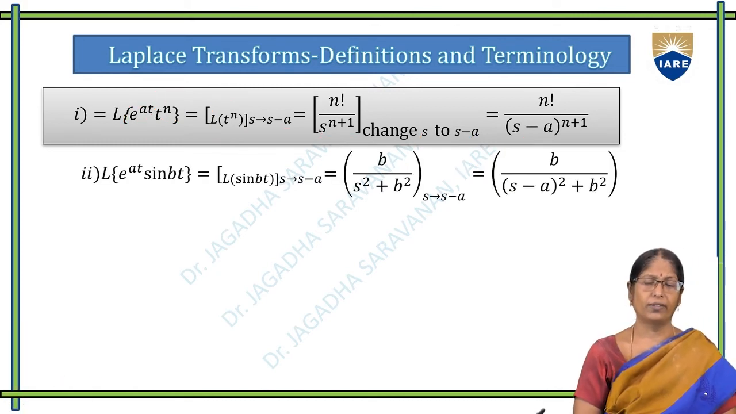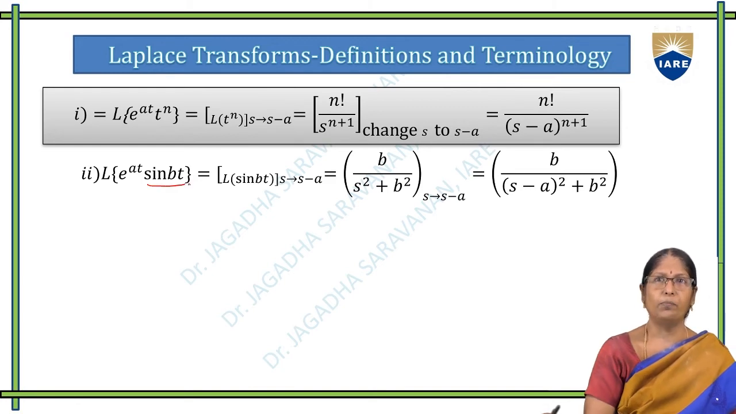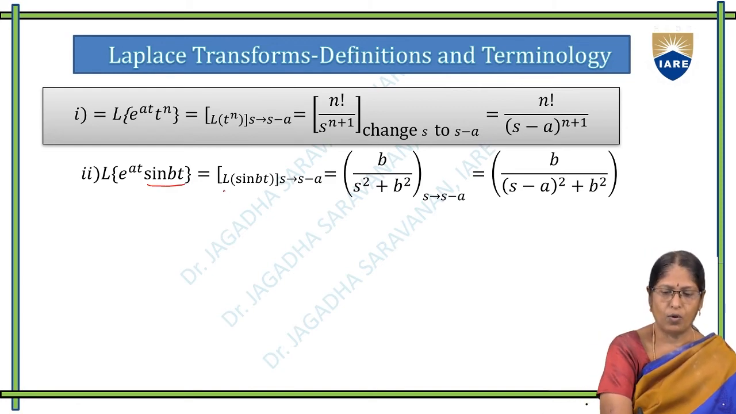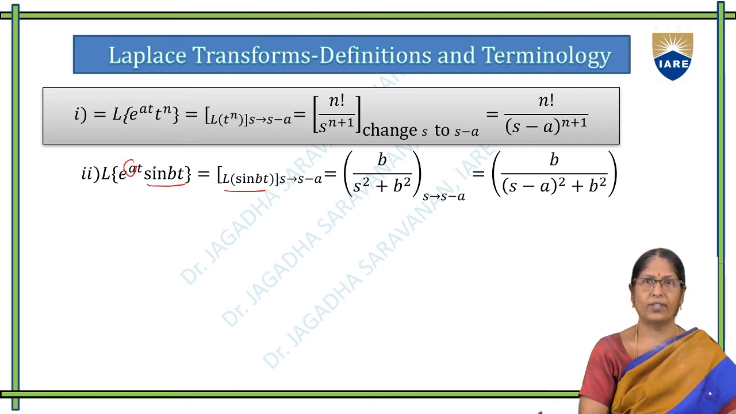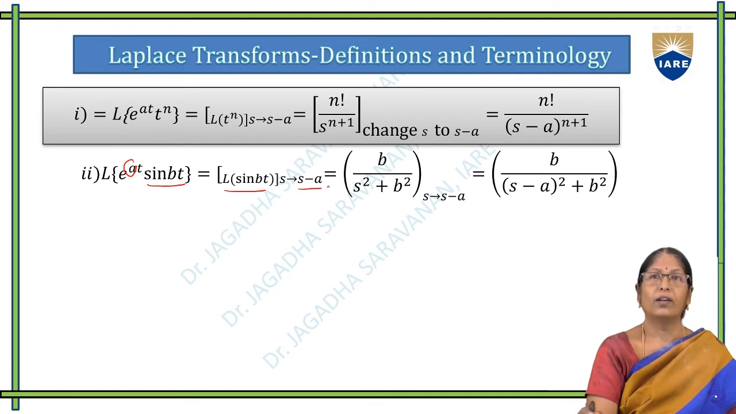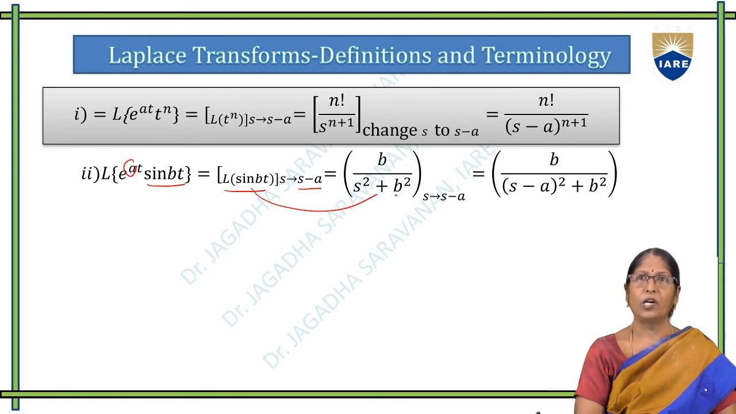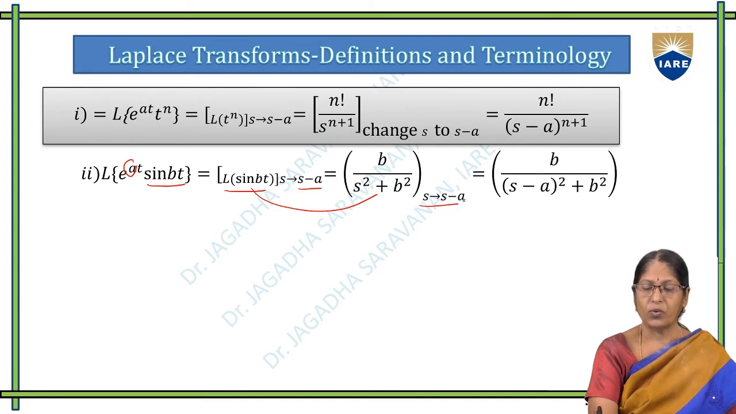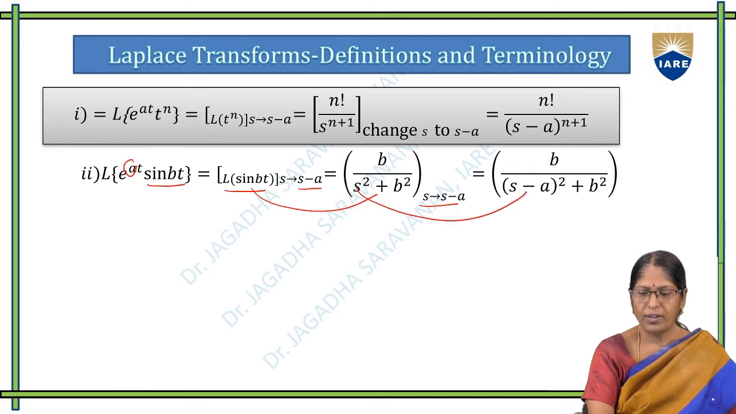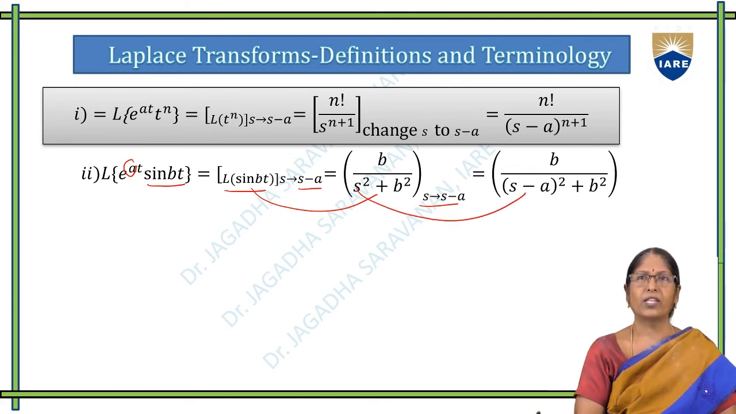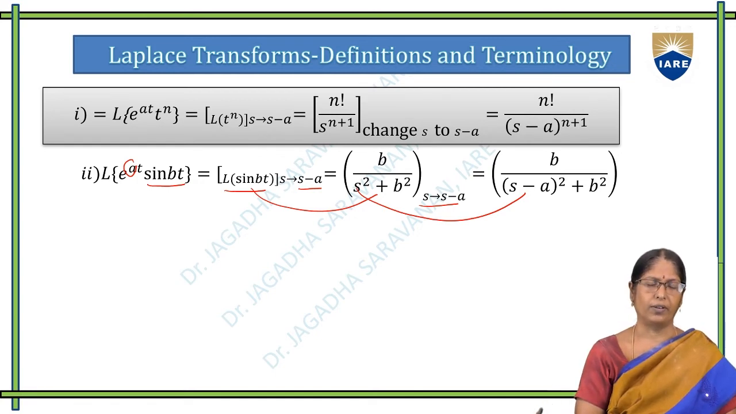So the next one is e power at sin bt. So L of e power at sin bt. Here also we can see a positive a is there, so s minus a. This is the sin bt result, b by s square plus b square, in which s is replaced by s minus a. We can see the condition here. Yes, it is replaced by s minus a the whole square, remaining all as it is written.